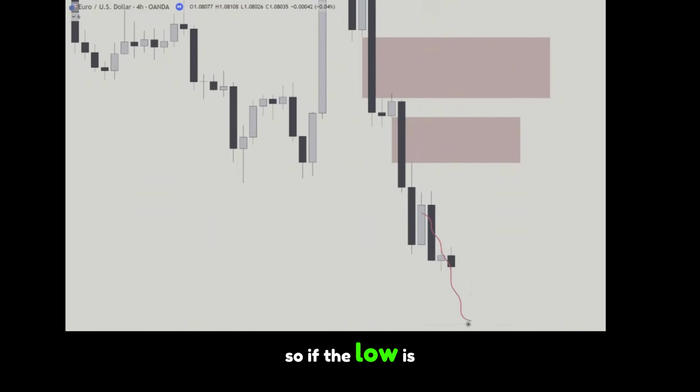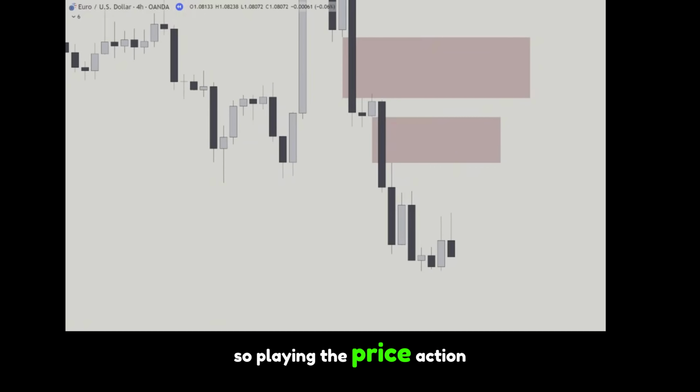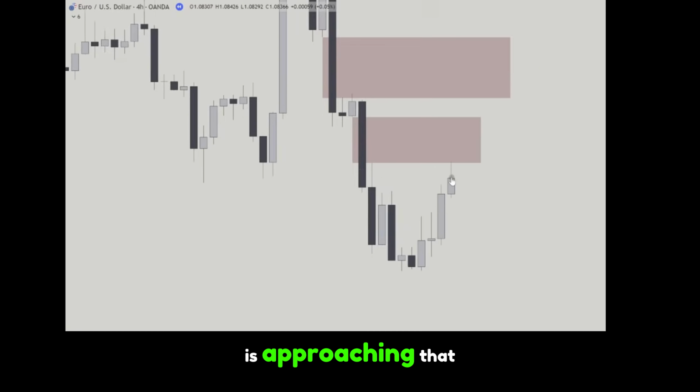So if the low is created here, as price comes here, most likely it's going to take the low because we are in a downtrend and price comes into internal. If we see a confirmation here, then most likely it's taking the external too. So playing the price action, we can see that price is approaching that.